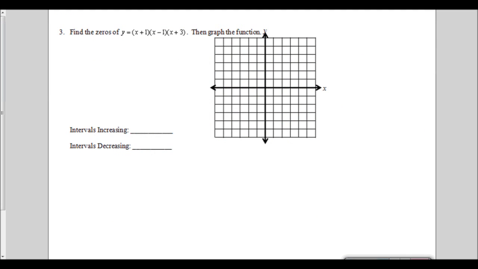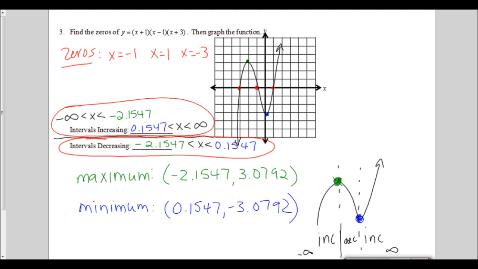I want you to find the zeros by hand, plot the zeros by hand, use your calculator to graph it, find any maximum and minimum, and then find the intervals for increasing and decreasing. You can pause the video while you do that. So I plotted my zeros, and then I graphed it on my calculator to get some more points. I found my maximum and minimum. They looked like they were at nice integer points, but when I actually calculate them on my calculator, I can see that this maximum and this minimum really are not quite on the nice grid marks.